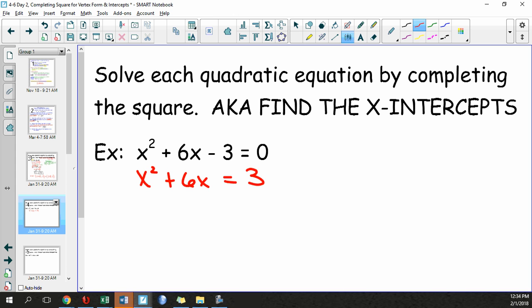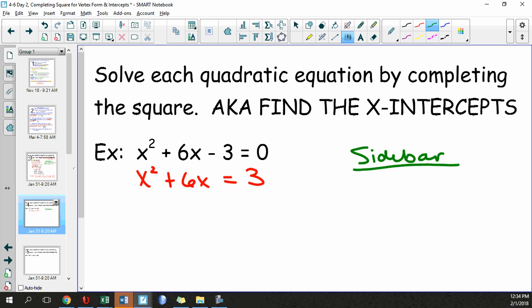I need to check my a value. What is my a value currently? 1. Is that what we want it to be? Yes. So then step 3, sidebar. So I need to come over here and I need to do my sidebar.